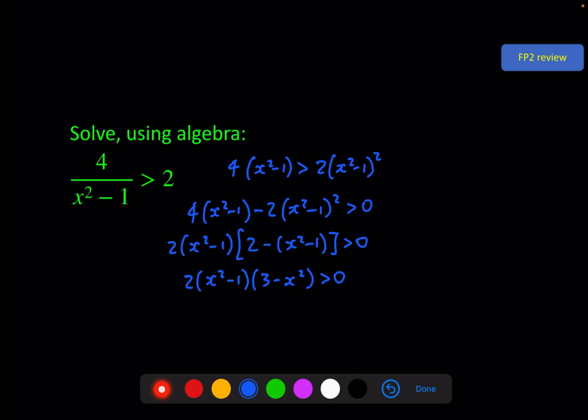Then I need the critical values. Here we've got x is plus or minus the square root of 1, that's 1. And here we get x is equal to plus or minus the square root of 3.